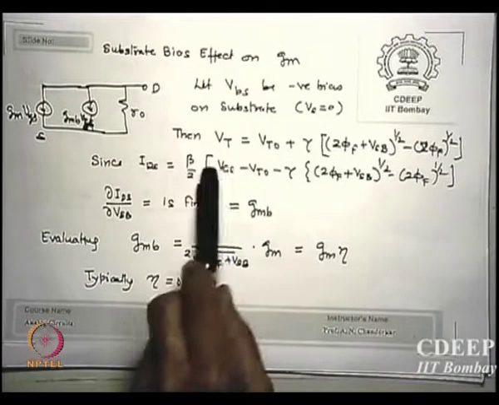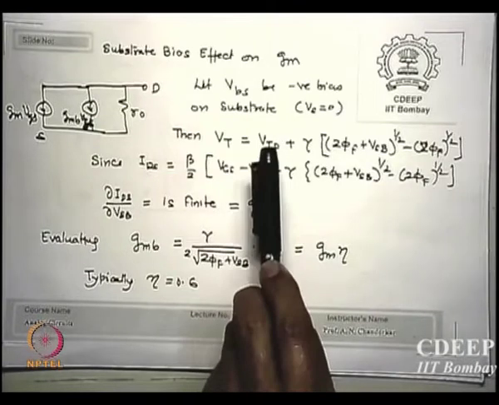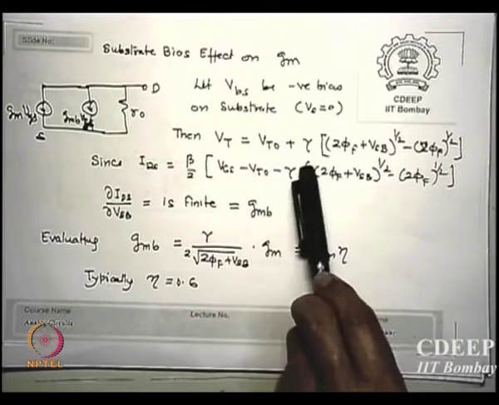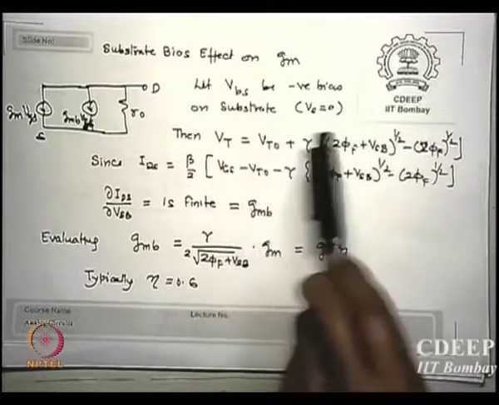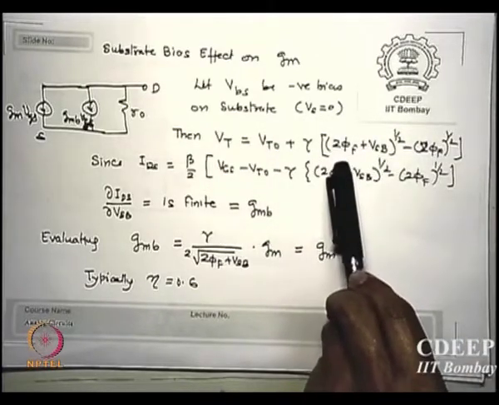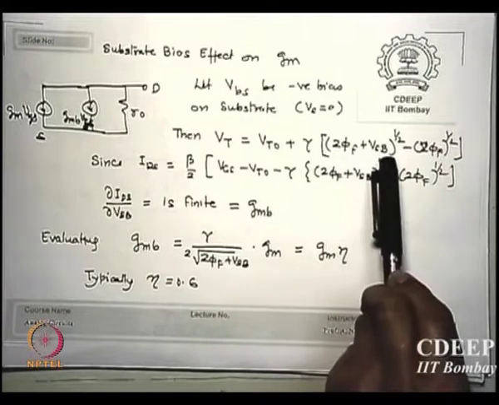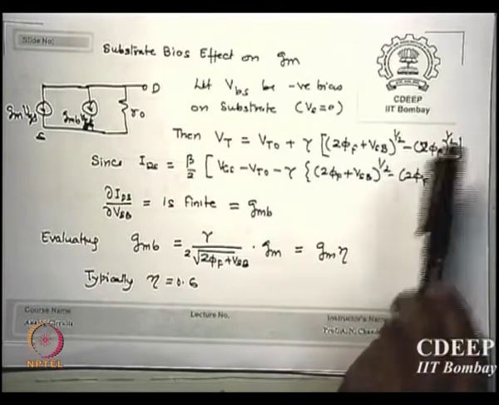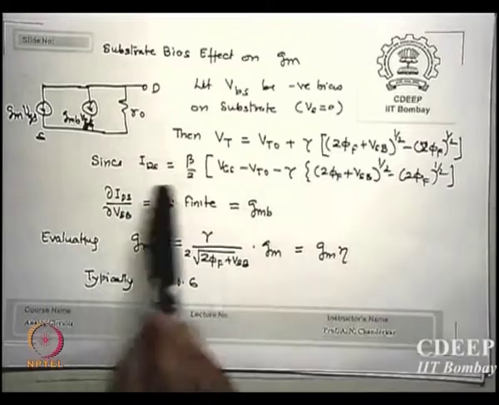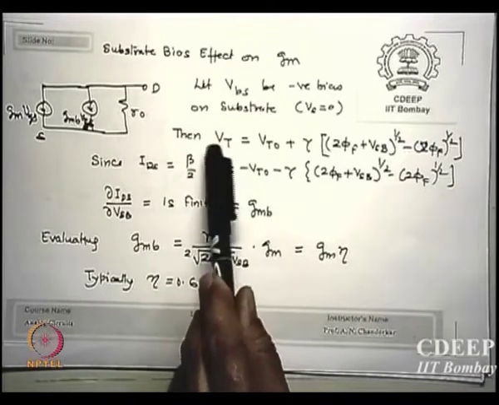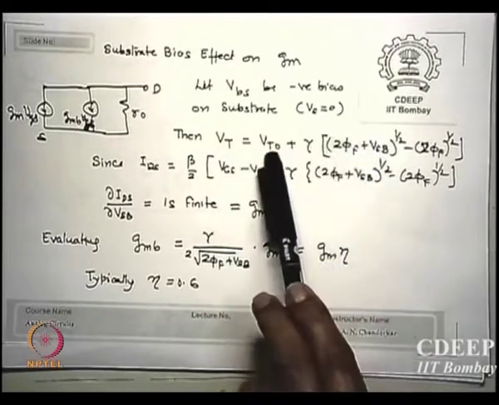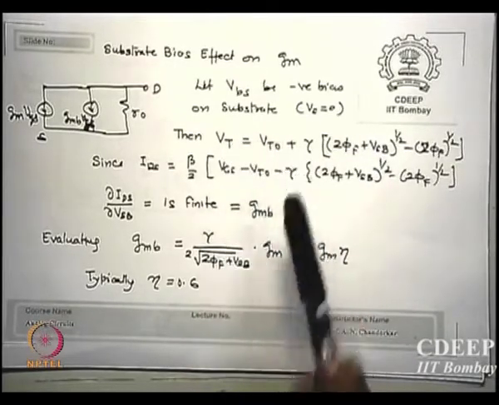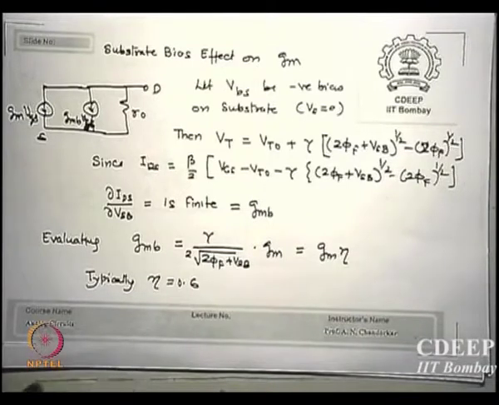The expression given is Vt equals Vt0, that is the value at zero VSB, plus gamma times under root of (2 phi f plus VSB) minus under root of 2 phi f, where gamma is a constant and phi f is the Fermi voltage, which I will explain. So essentially, with VSB it is Vt, without VSB it is Vt0. So additional Vt will appear with negative bias. Is that point clear?